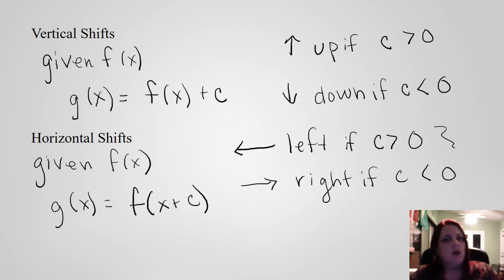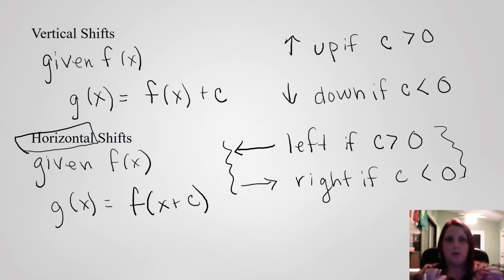This feels wrong. Everything that's done horizontally is going to feel a little backwards as we go through these. So don't let that mess you up. Kind of figure that out. And if you have to, go back to one of the parent ones and plug in a real simple number like x plus 1. Which way does that move it? That will help you determine left or right.